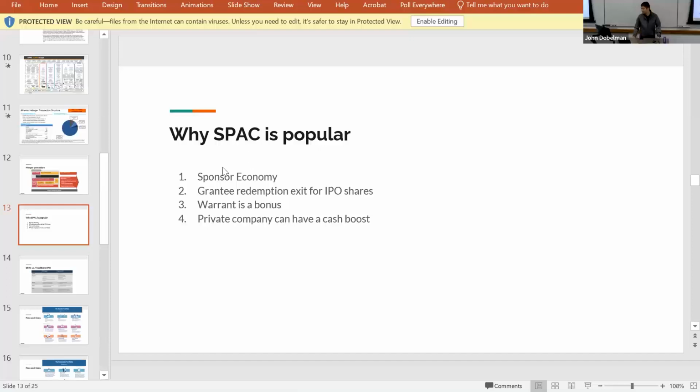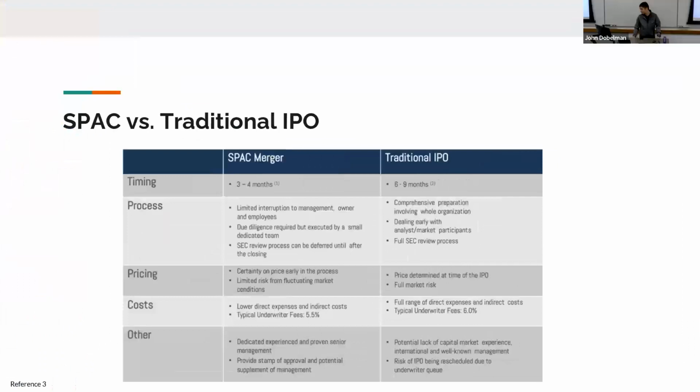And now let's talk about the comparison of SPAC versus the traditional IPO. On a traditional IPO, you might need to take a longer time to get the thing public. Typically, here, right, 6 to 9 months, but those days could go to 1 year. On SPAC, when the SEC is not that busy, you can get the deal approved within 3 to 4 months.